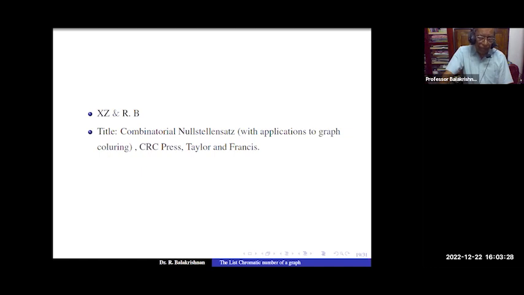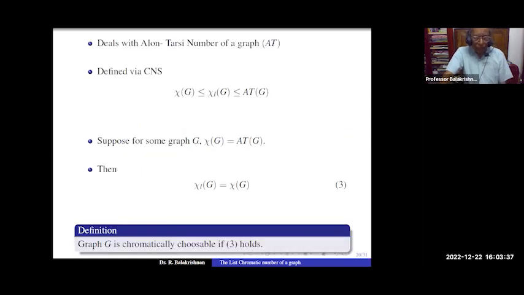Okay, next one, please. Because I have not discussed the CNS in detail, I don't think I have the time to do that. So with this, I think I will stop.